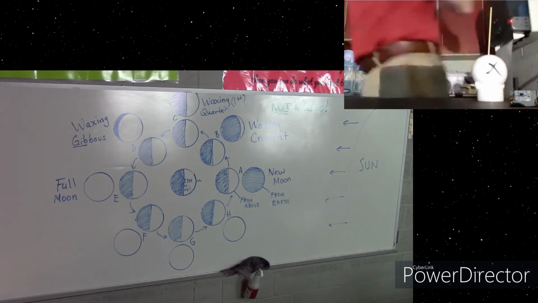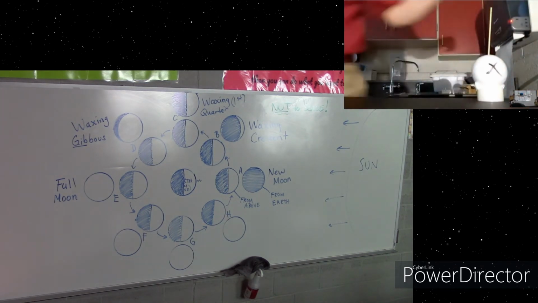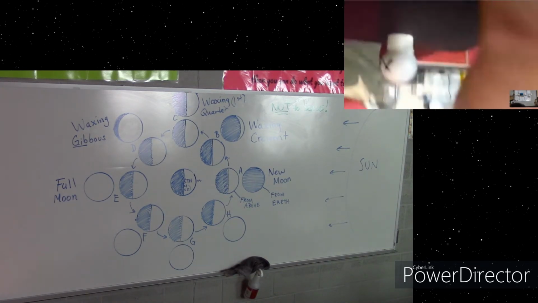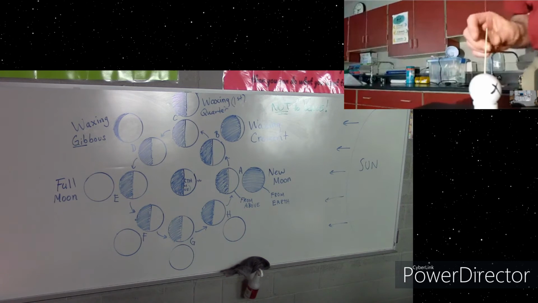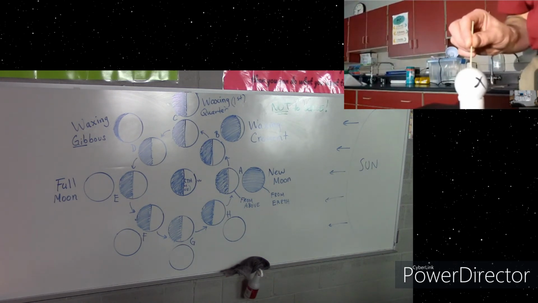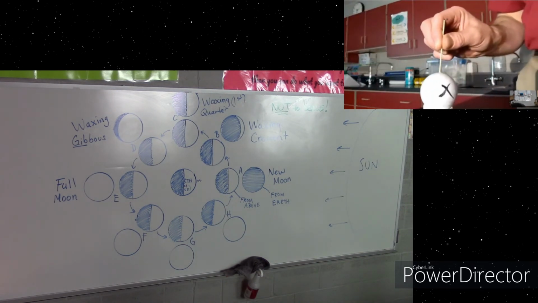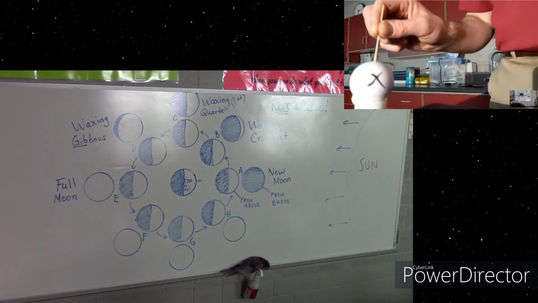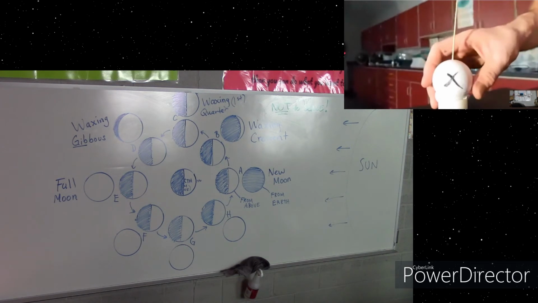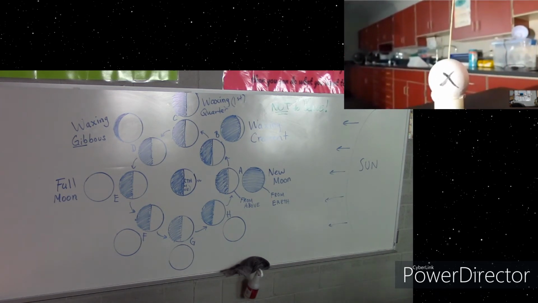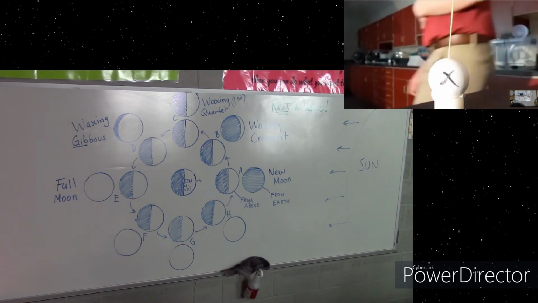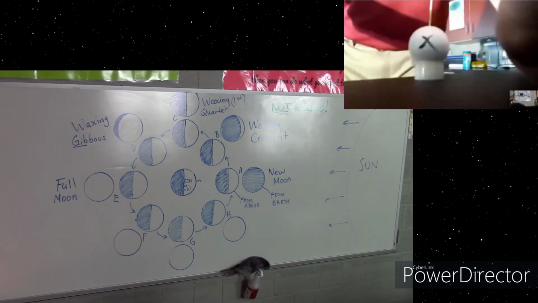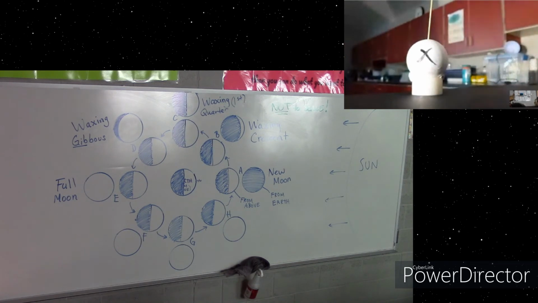Okay, so we got a full moon at location E. We're going to go ahead and revolve it a little bit more. Here it comes. My phone's going to be in the way temporarily. Here it comes. Watch for the shadow to come on. See the shadow starting to creep in? Okay. And there's your next phase. So this is now location F. There's location F.